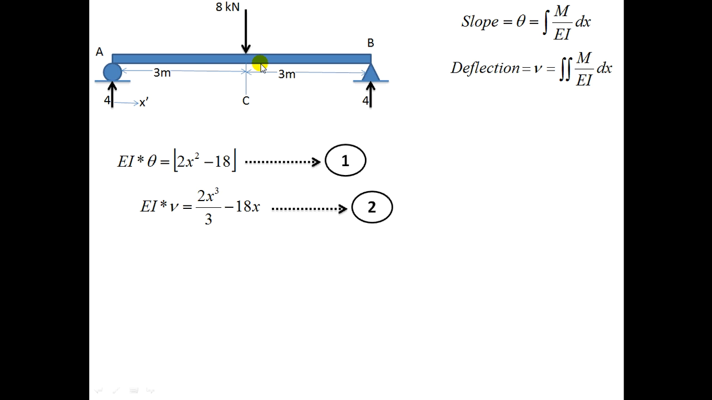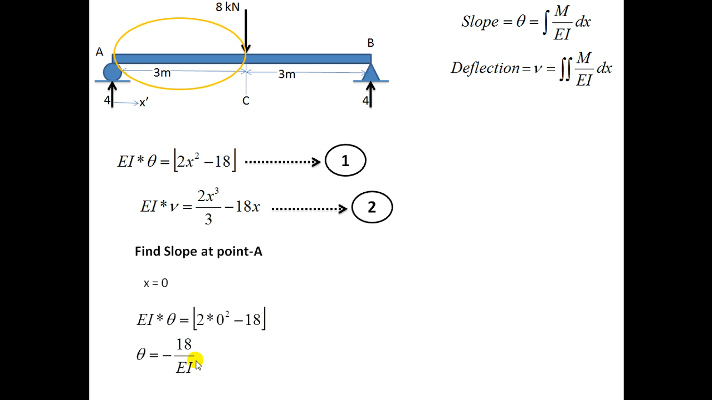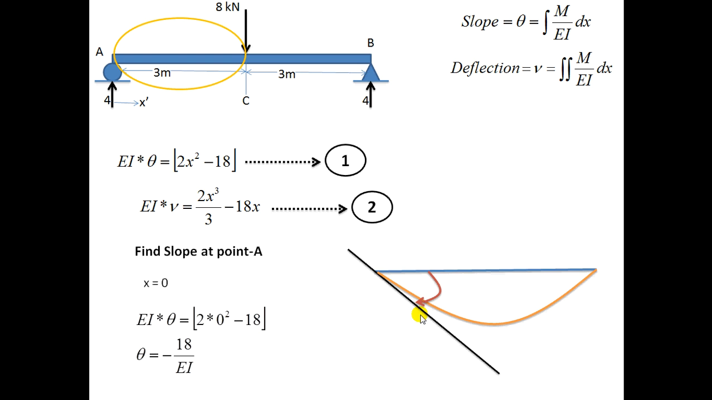in the AC region. Now different types of questions can arise. Find the slope, find the deflection at a point 1 meter from A, at 0.2 meters from A. You can use these equations for finding these. Some questions I have written over here. Find the slope at point A. What will be the slope value at point A? Put x equal to 0 in equation 1, and you will find the slope at point A. This is the negative slope at point A, taken as clockwise.